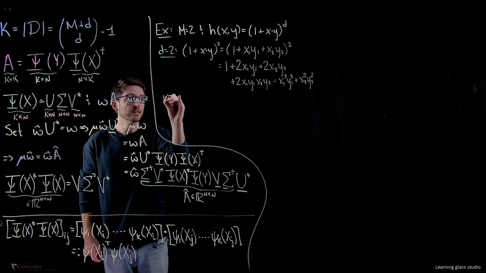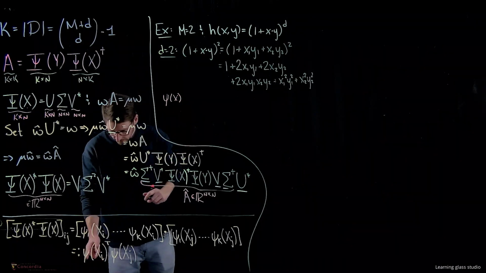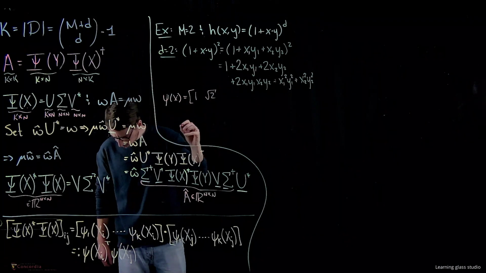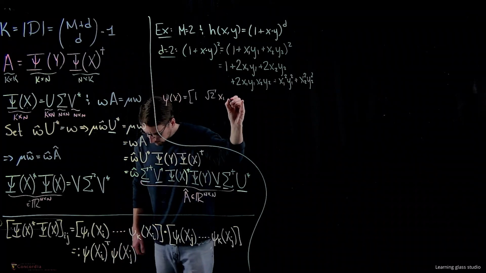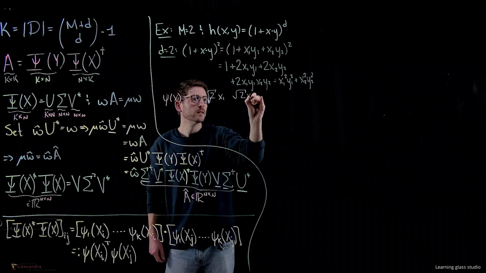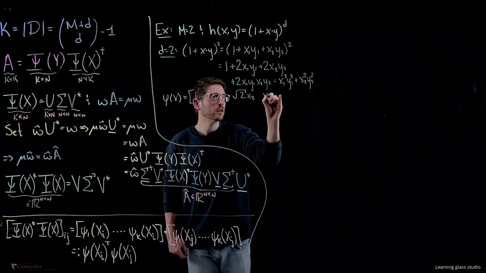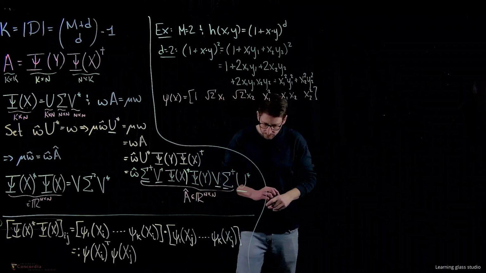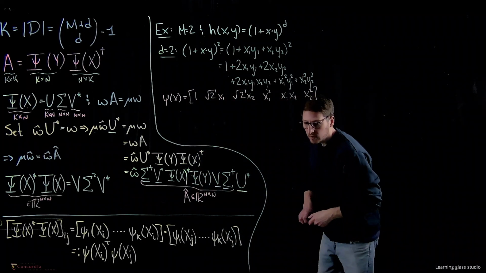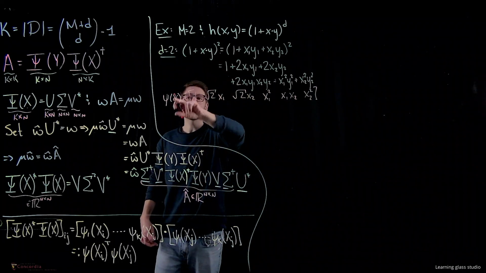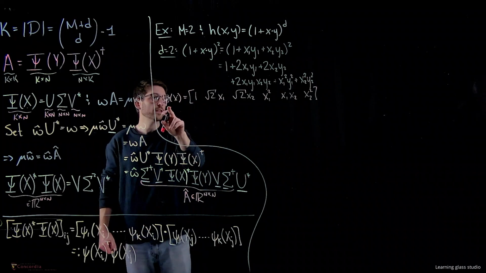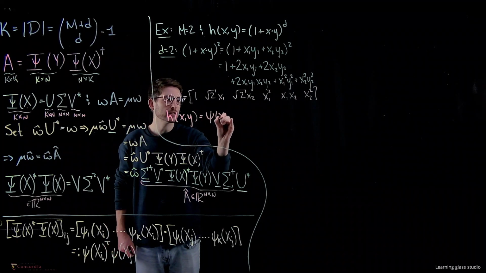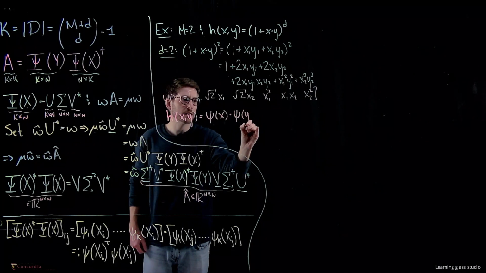In fact, in this case, my vector psi of x looks like this: 1, square root of 2 x1, square root of 2 x2, and then x1 squared, x1 x2, and x2 squared. That's a vector of functions of x. And you can see that when I take a dot product with itself, h of x, y is equal to psi of x dotted with psi of y, which is the same as just multiplying transposes, right?